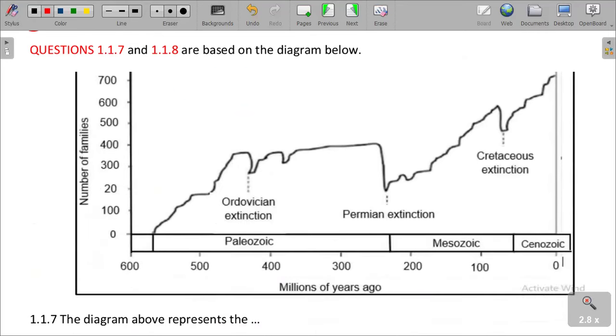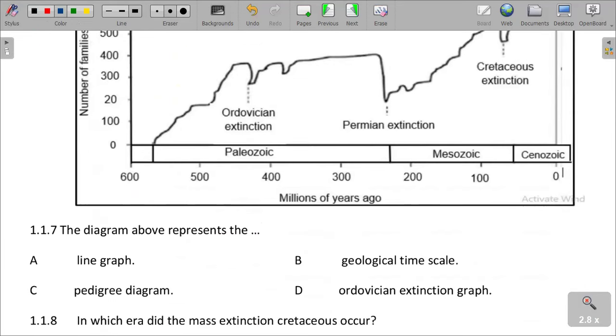So we have this diagram. Questions 1.7 and 1.8 are based on the diagram below. We are given the diagram here, which is used to explain some geological terms. So what is the diagram representing?